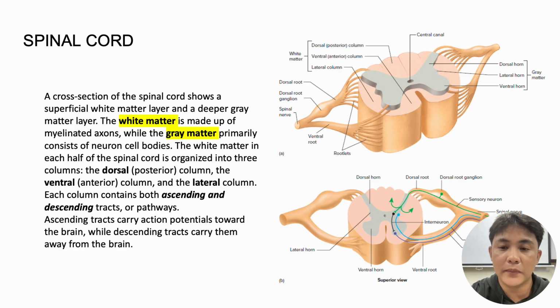On the other hand, the gray matter is located deeper and has a butterfly or H-shaped appearance that primarily consists of neuron cell bodies, where information is processed and integrated.